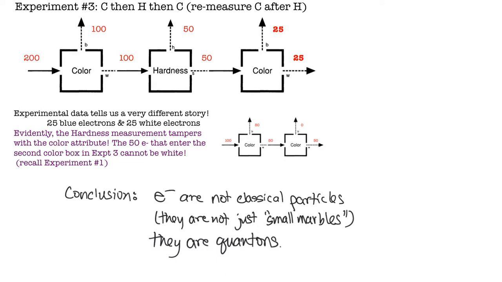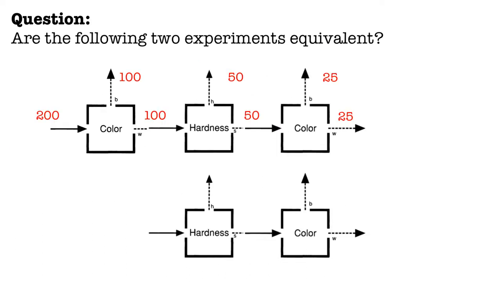All right, let's see what's coming up next. So let's test our understanding a little bit about quantum measurements of color and hardness on electrons. I have two experiments. One is a color followed by hardness followed by color measurement, and the other is a hardness followed by color measurement. And I'm asking, are these two experiments equivalent? Okay. So give yourself a moment, pause here, think about this, and write down your answer before continuing.